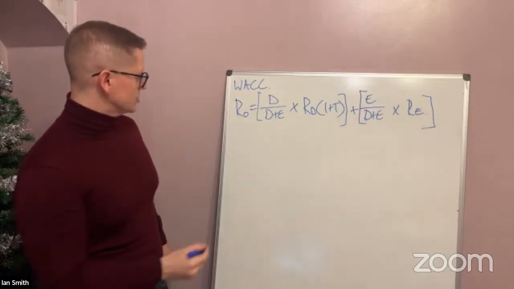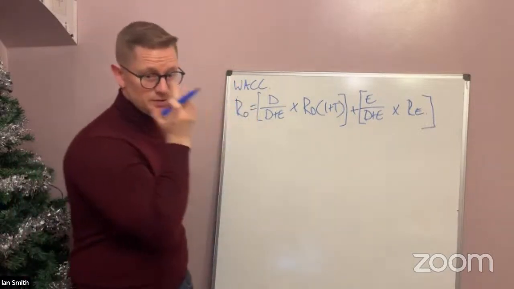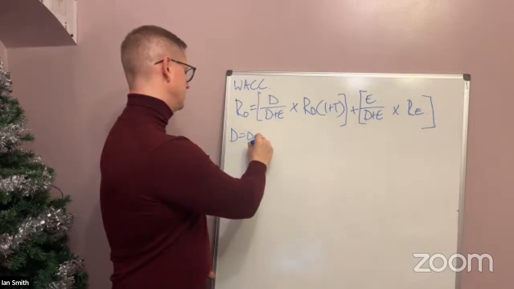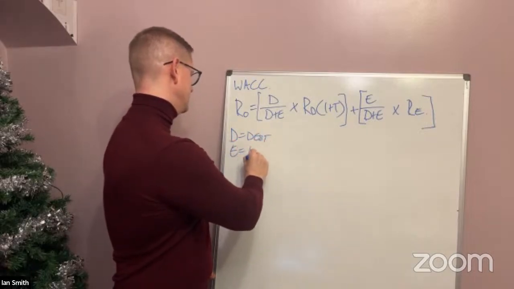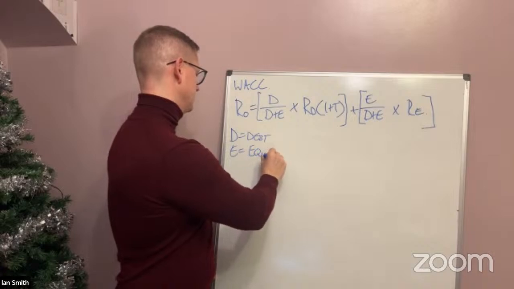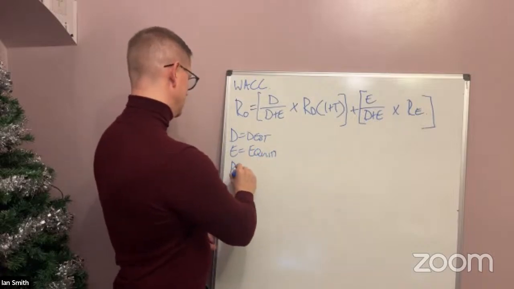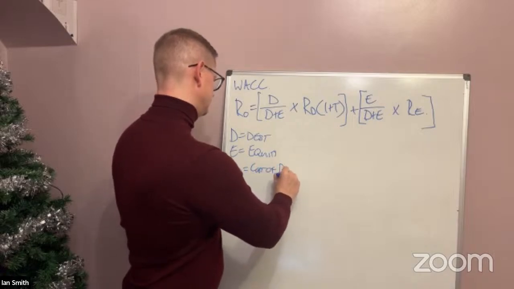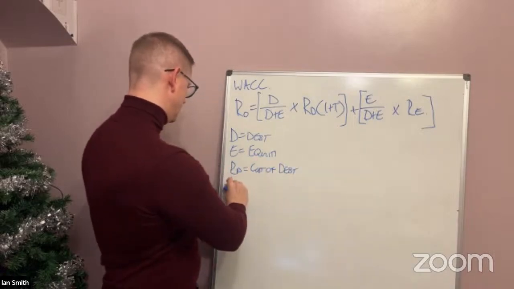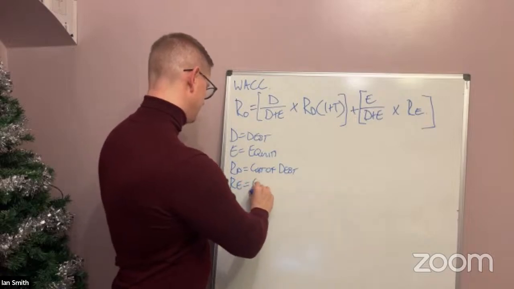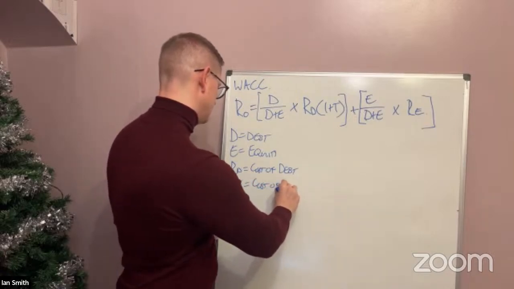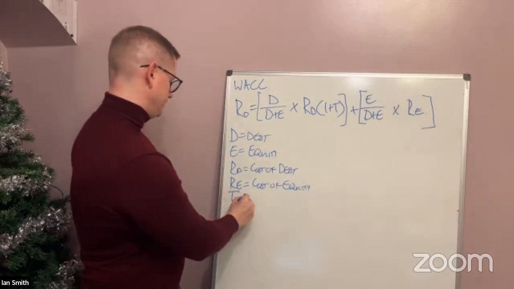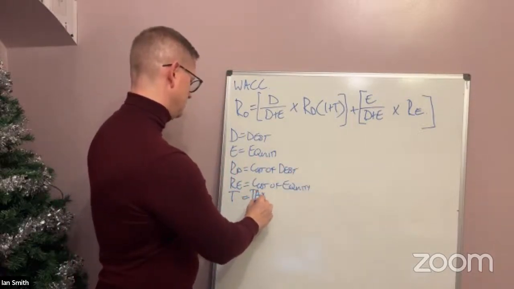calculation. So RO equals WACC, as I've mentioned. D equals debt. E equals equity. RD, cost of debt. RE, cost of equity. T equals a tax rate.